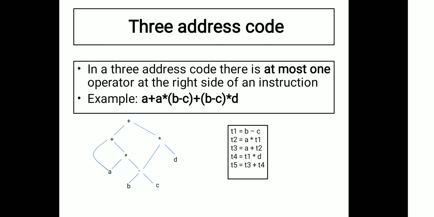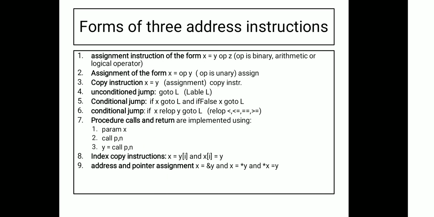So here is the 3 address code for this statement. T1 equals b minus c, T2 equals a into T1, T3 equals a plus T2, T4 equals T1 into d, and T5 equals T3 plus T4. This is what we call the output for the particular expression. Now what are the forms of 3 address instructions? Which instructions do we call 3 address instructions?